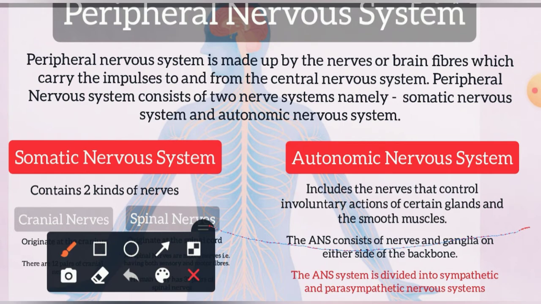And the autonomic nervous system includes the nerves that control involuntary action and certain glands and smooth muscles. The ANS, or autonomic nervous system, consists of nerves and ganglia on either side of the backbone. And again, the autonomic nervous system is subdivided into two other types: parasympathetic nervous system and sympathetic nervous system.